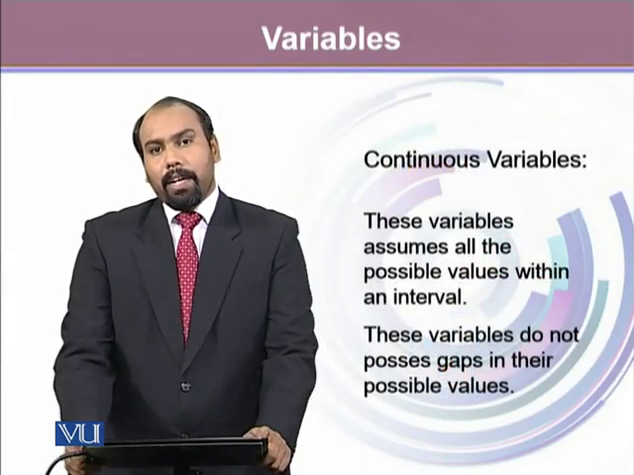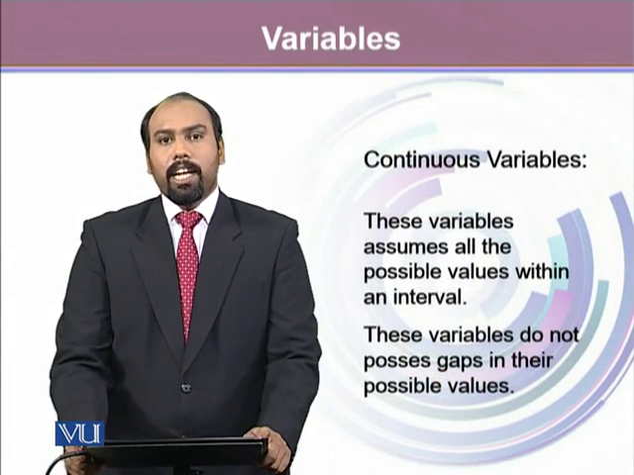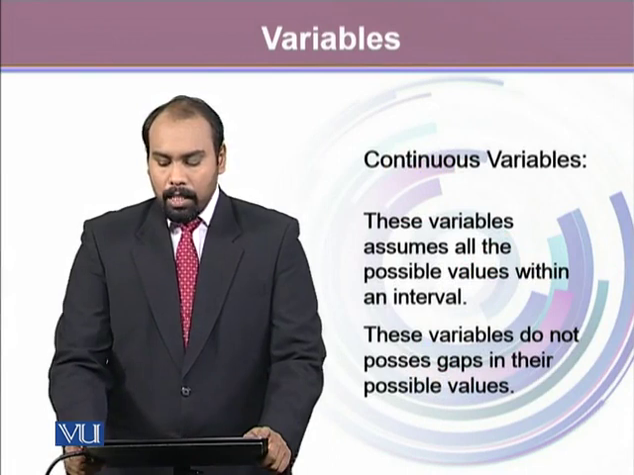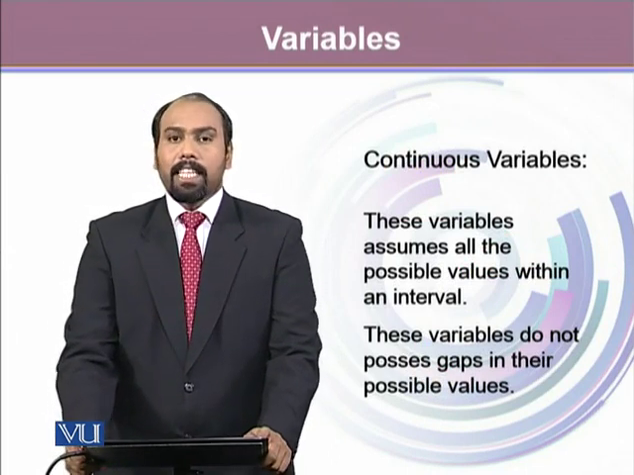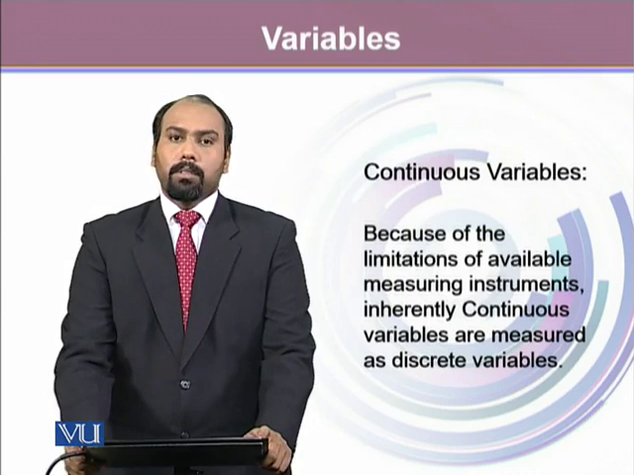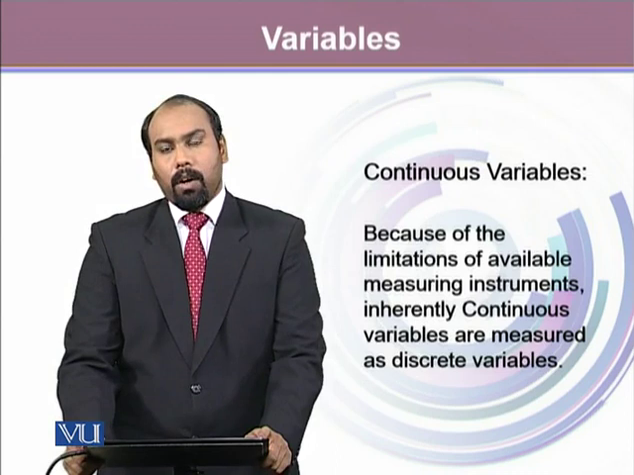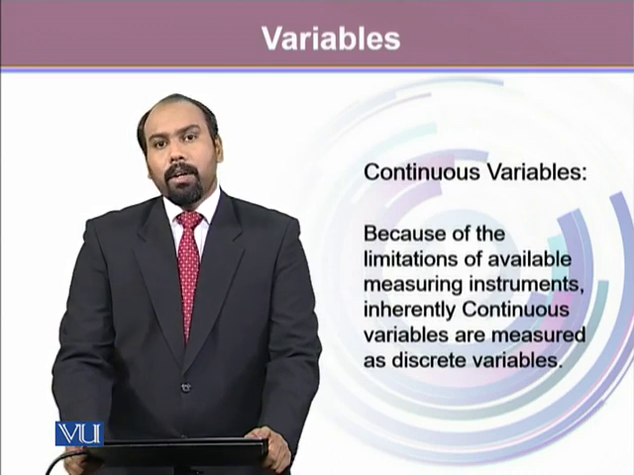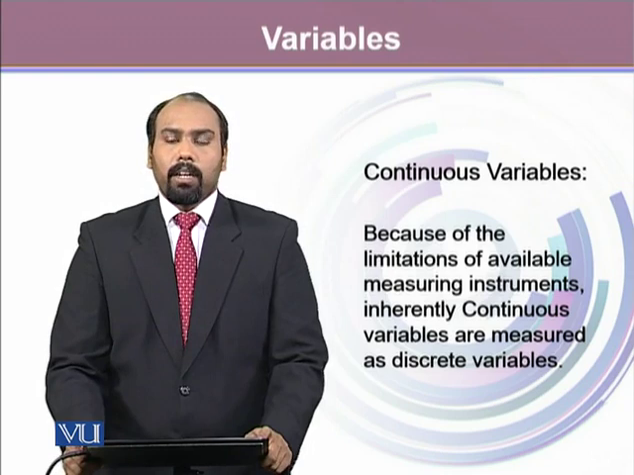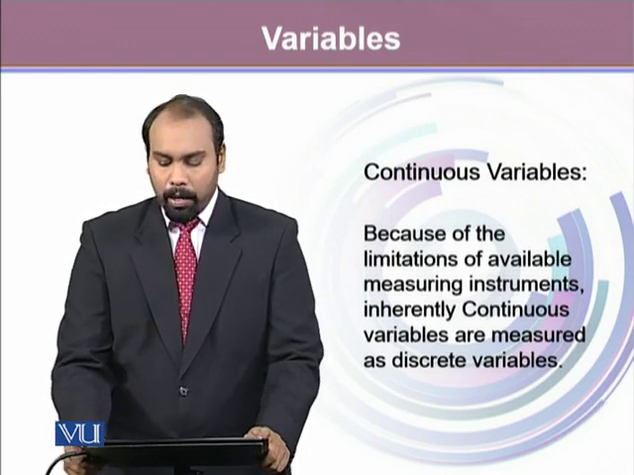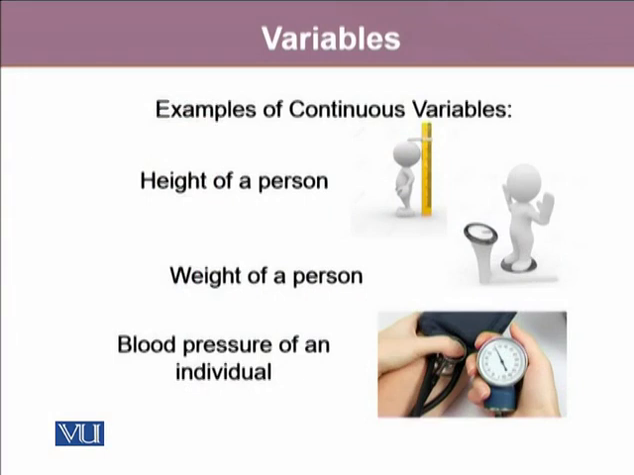Continuous variables are the variables that take on each and every value within an interval. These variables do not have gaps in their possible values. Continuous variables have certain limitations of measurement, which is why we still observe them as kind of discrete points. A few examples of a continuous variable are the height of a person, the weight of a person, or the blood pressure of an individual.